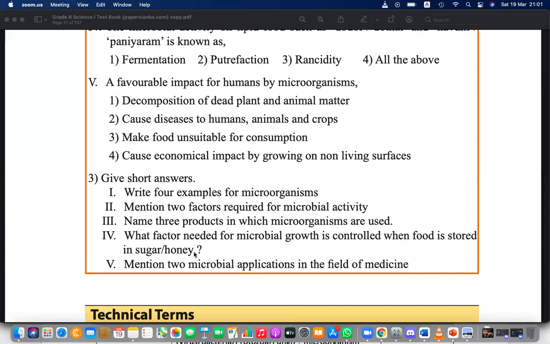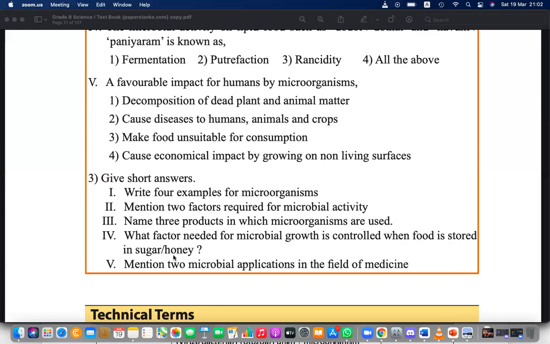Even the flesh, meat, they used to store in sugar, honey. So then what will happen? There will be less microbial activity. You know that sugar can even be a cause, so it can even be affected by microbial activity like fermentation. But in this situation, if you use a high concentration of sugar or honey, high concentration again.